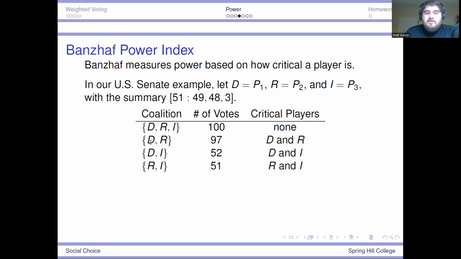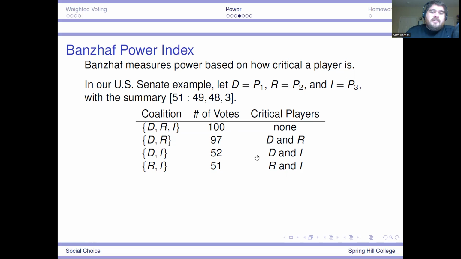However, down here with our Democrats and Republicans, if the Democrats decide to leave this, the Republicans are left by themselves and they only have 48 votes. So they can't hit that 51. So the Democrats are going to be critical here. And by that same logic, the Republicans are also critical in this coalition, because if they leave, it leaves the Democrats by themselves, and they only have 49, so they can't hit 51 either. So in this case, both the Democrats and the Republicans are critical players here, right? They're casting critical votes in this coalition.